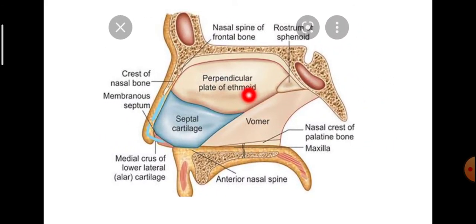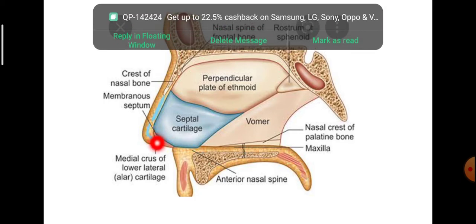Let us have a look at the various components. The quadrilateral septal cartilage derives its connections to the crest of maxilla, anteriorly to the inner aspect of the nasal bones, and in the midline it is wedged between the two medial crurae of the lower lateral cartilages.